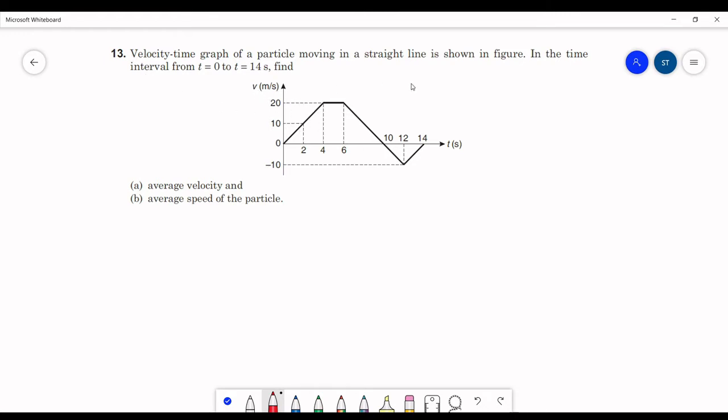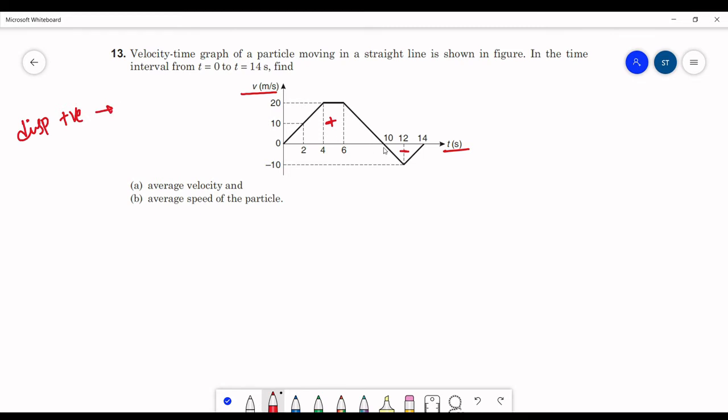The area of the velocity versus time graph will give us displacement. The area of the graph above the time axis will give us the displacement in the positive direction, and the area of the graph below the time axis will give us the displacement in the negative direction. So first let us calculate the displacement in the positive direction.